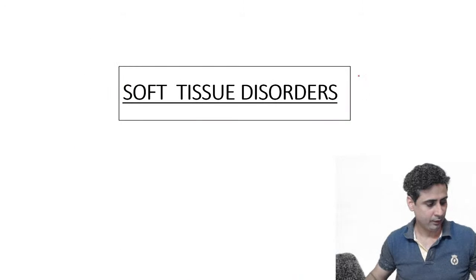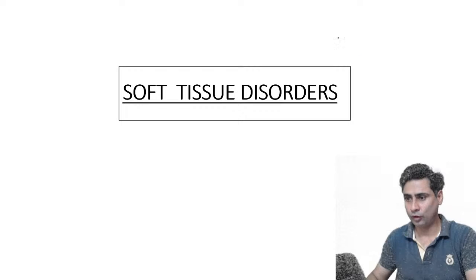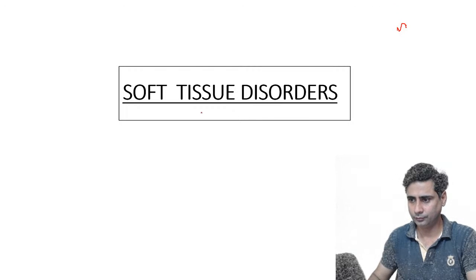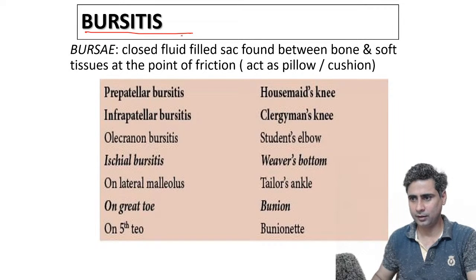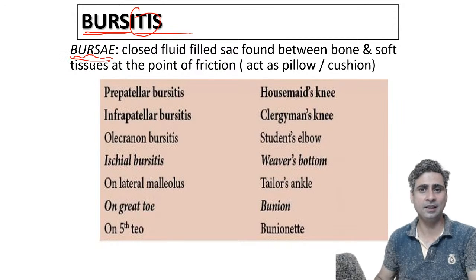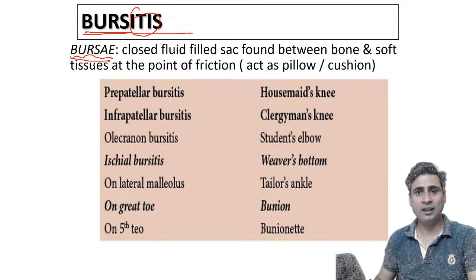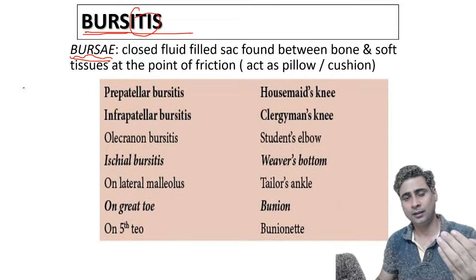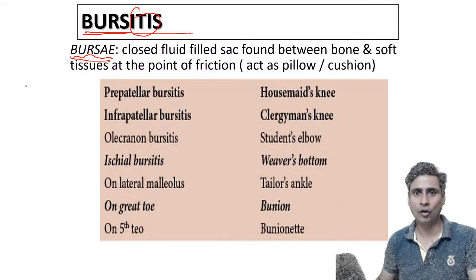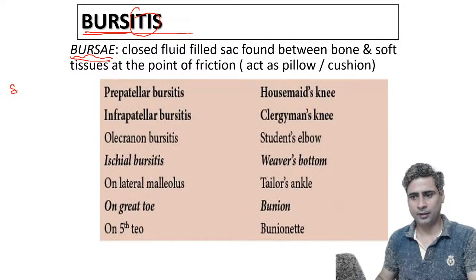Okay, so now we will start discussing some of the important soft tissue disorders. First, bursitis. So simply bursitis means, itis means inflammation. Bursitis means inflammation of bursae. What are the bursae? These are fluid filled sacs at the site of continuous friction between bones and tendons, skin or ligament. So there are usually 4 types of bursae.